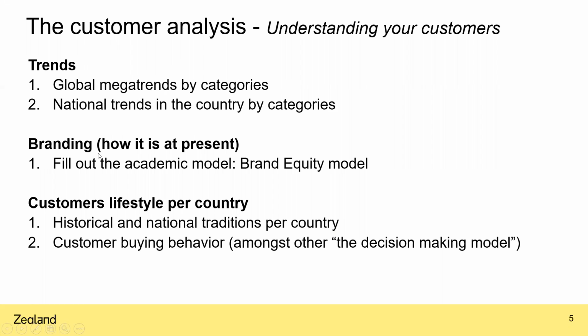You continue looking at the branding part. And when you look at the branding part, you use the brand equity model. It's a very good model to use as a starting point to talk about how do the customers look at the company right now. Thirdly, we look at the customer's lifestyle per country. And in this case, you look at the historical and national traditions per country. It means the lifestyle, the values, the norms, the rituals, whatever in that particular country or the countries you're considering doing export to.